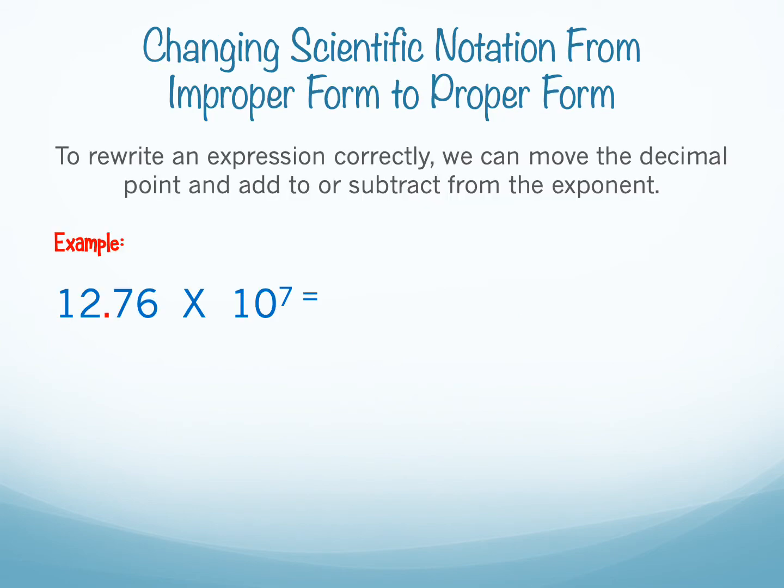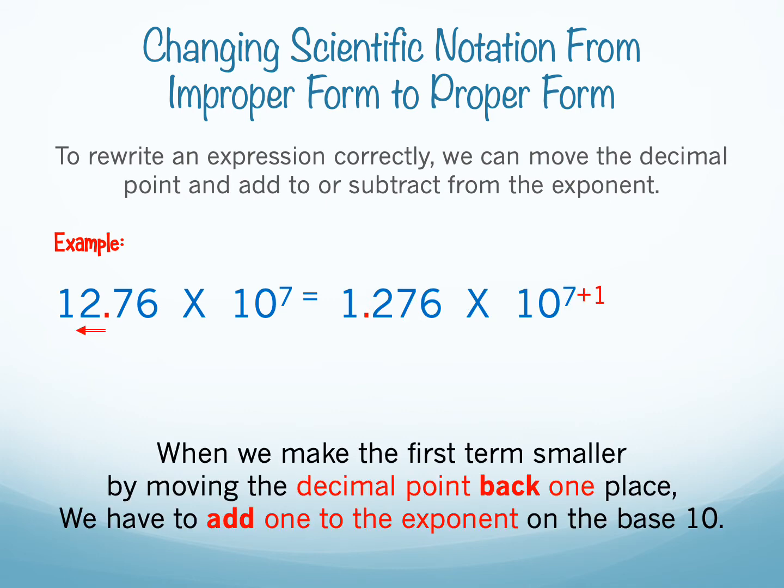When we change scientific notation from improper form to proper form, we have to remember that we can move our decimal point to make it proper. However, when we move our decimal point, we're also changing the power on the exponent. In this case, we need to move our decimal point back one place. By moving it back one place, we took away one power of 10. So we need to add a power of 10 to our exponent. And our final answer would be 1.276 times 10 to the 8th. Because we moved our decimal point back, we add 1 to the exponent.